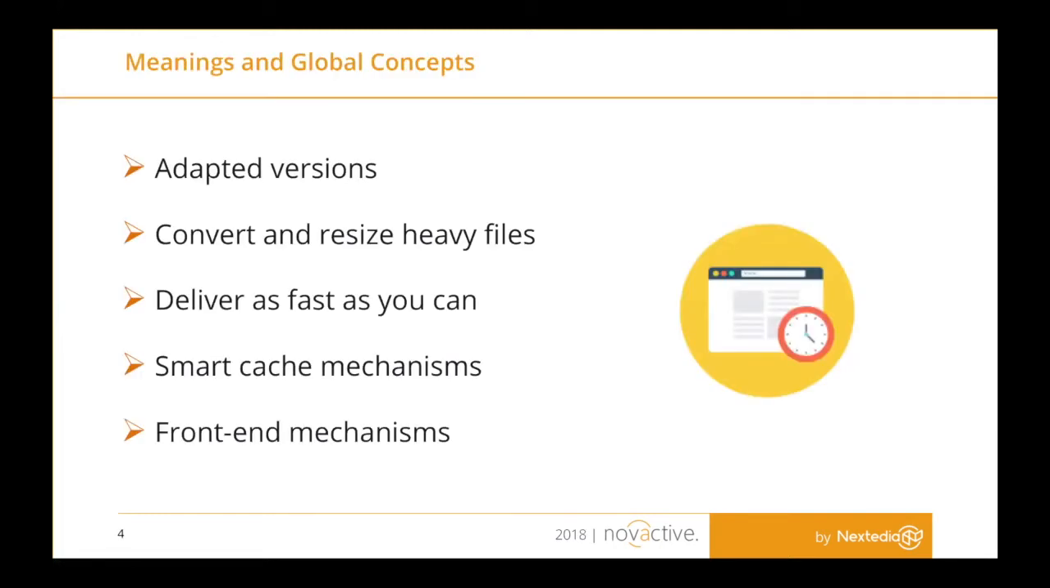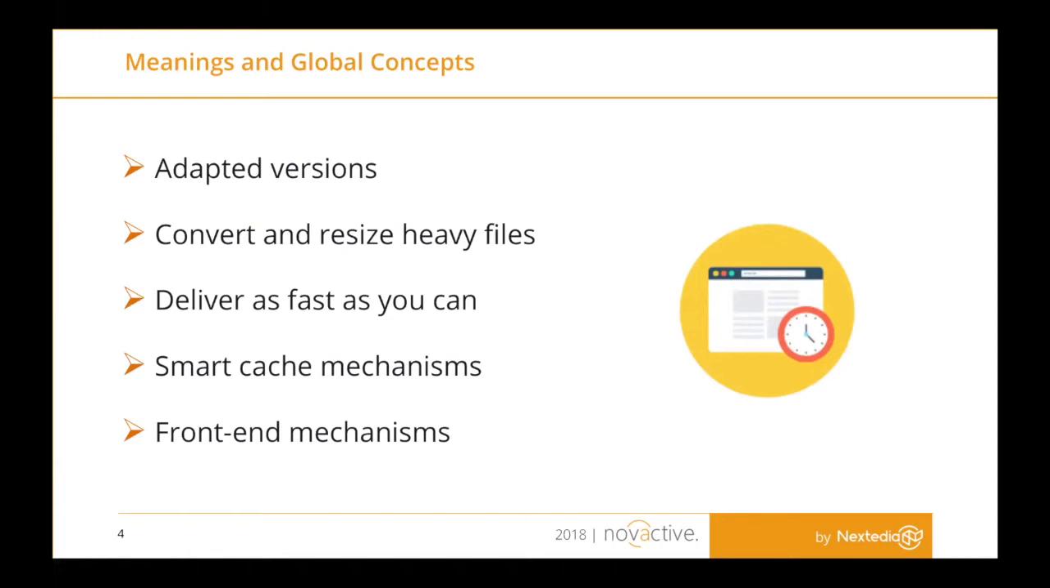So what does that mean? That means that when you want to deliver a web page with images and a lot of media, you need to provide an adapted version. You need to be able to convert and resize heavy files. Of course, you need to deliver them as fast as you can. And you may have heard about this term, responsive. Responsive means a front-end mechanism to optimize the loading of the page.